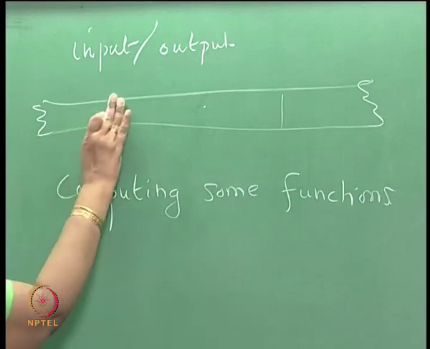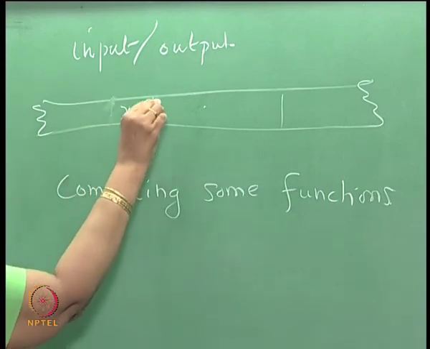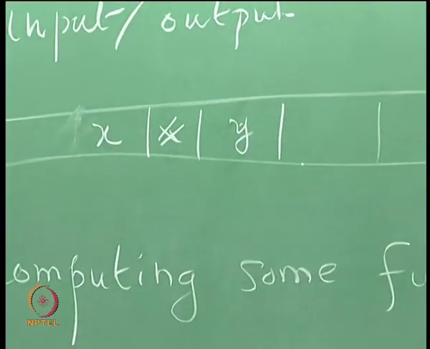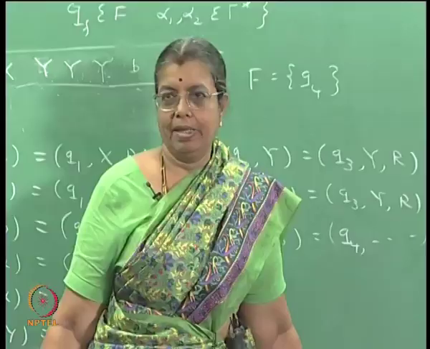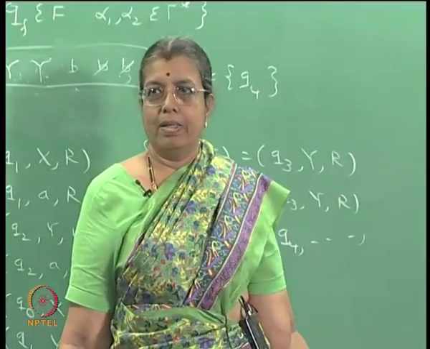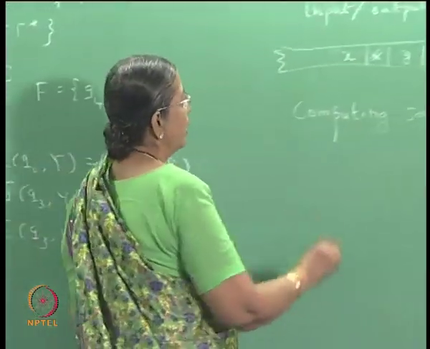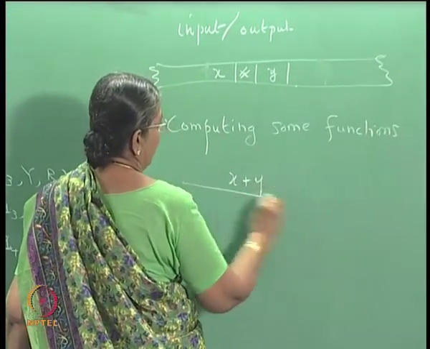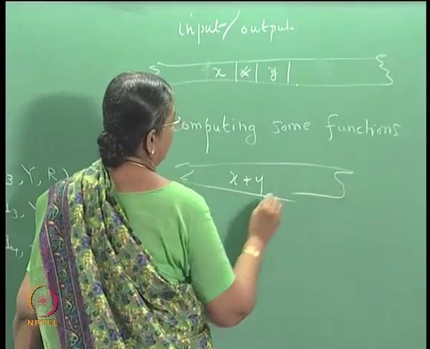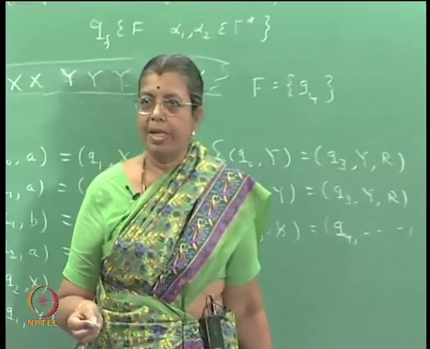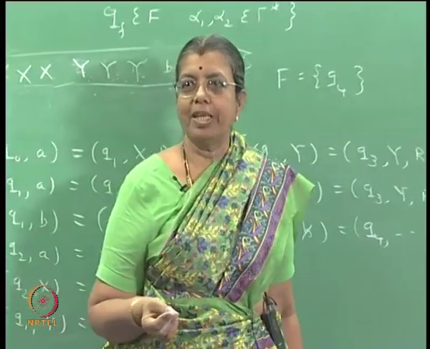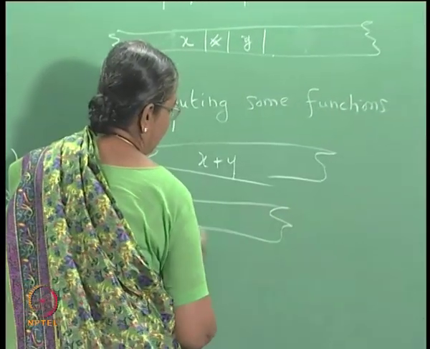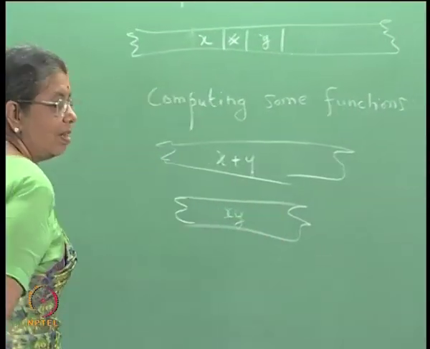So, for example, you can be given x with a separator and y, and you may end up with x plus y, the answer, on the tape. So, ultimately this is the input, and ultimately you end up with x plus y on the tape. This is possible. So, it is performing the operation of addition, and it could perform the operation of multiplication. So, you may end up with x y on the tape.